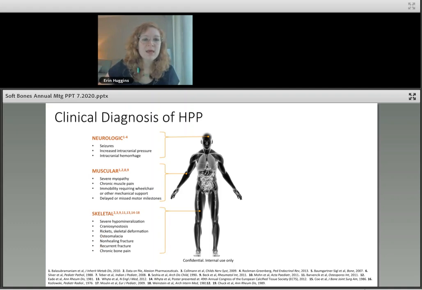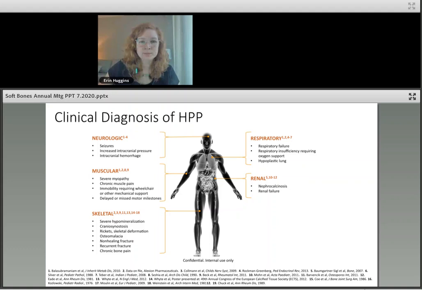Of course, we're familiar with the skeletal manifestations: the undermineralization of the bone, poor healing of fractures, atraumatic fractures, chronic pain, and osteomalacia or osteoporosis, which can be seen on DEXA scans or bone density scans. We also have the respiratory difficulties that are, again, more common in children, so respiratory failure and hypoplastic or underdeveloped lungs due to that poor mineralization in the chest or the rib area. Typically, this is treated very early in life, and some require oxygen support early on.